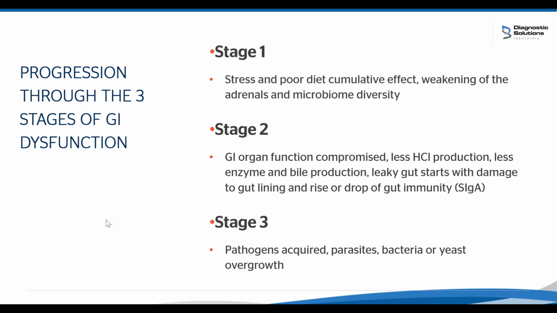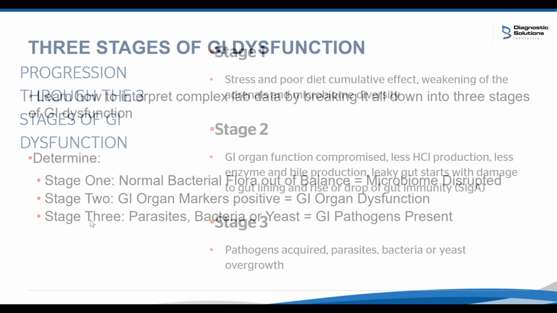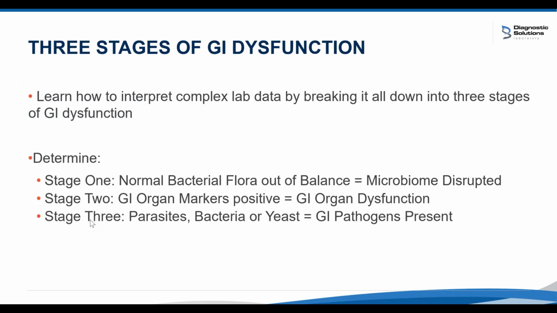And then eventually, if stage 1 and stage 2 go on for long enough, we become weakened in our immune response. It's easy to pick up a pathogen. Then we get parasites, bacteria, or yeast overgrowth. And this is where we find a majority of the patients that we're working with, is that they have either a stage 1, a stage 2, or stage 3, or very often all 3 of these things running. And we want to figure out from the labs how we're going to treat that, right? So this is a progressive process. It gets worse over time.